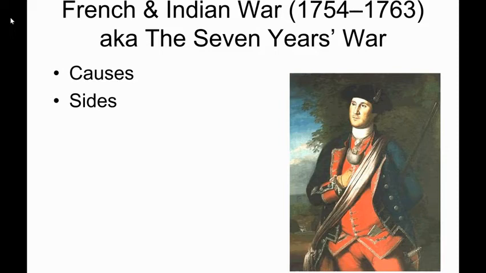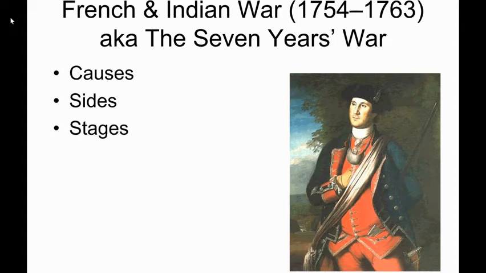The Iroquois had been on the side of the British, but the first 2 years of the war go really badly for the colonists and the British, and the Iroquois ended up siding with the French, which ended up being a big mistake for them because obviously the French are going to lose.